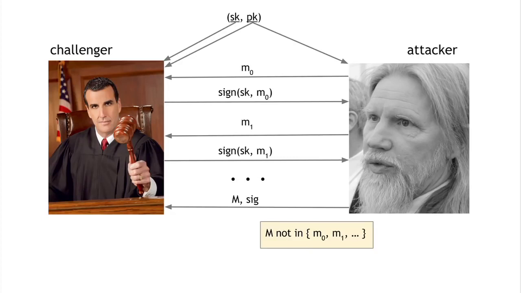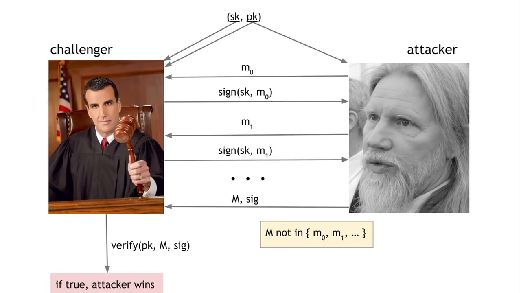So he's going to pick some other message that he hasn't seen a signature for already, and he's going to send over what he claims is a signature on that message. And then the question is, can he succeed? So the challenger is going to run the verify algorithm, using the public verification key, on that message and the signature that the attacker provided, and check whether it verifies. And if it does verify, if this returns true, then the attacker wins. The attacker has forged a message.